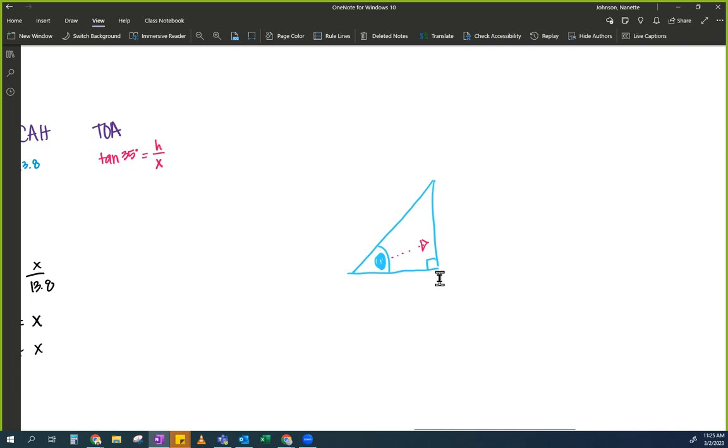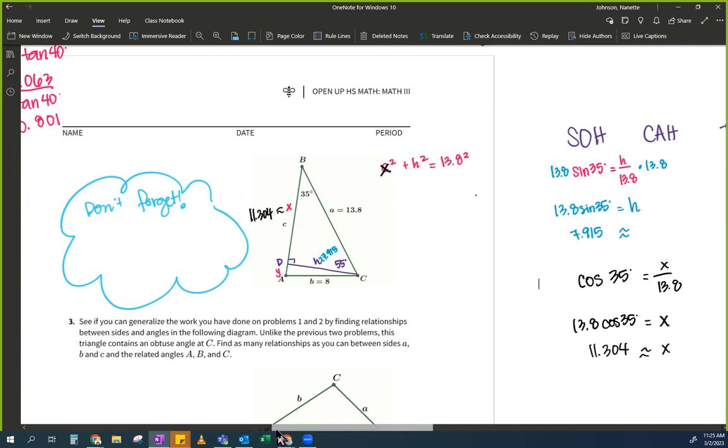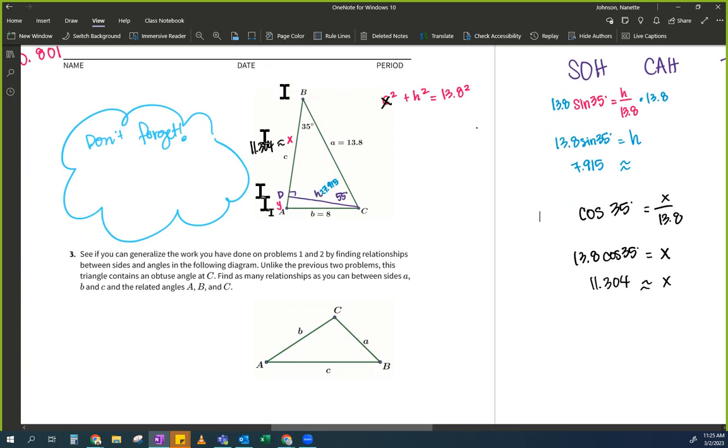Do you guys all see that? Okay, so hopefully this helps you see that this is opposite. It's my random little pictures that happen in my head. Now you know. Okay.